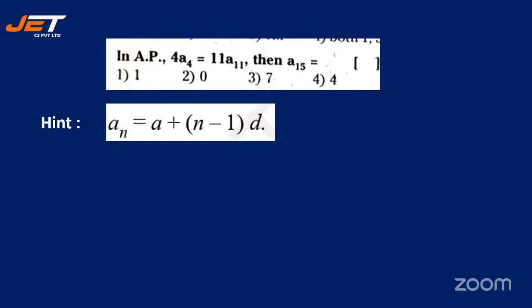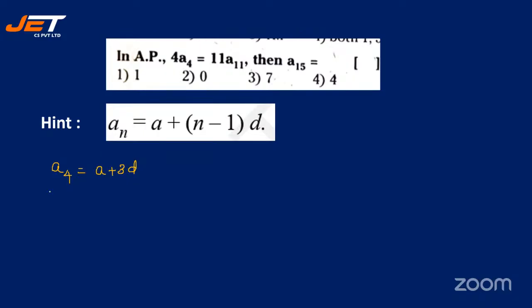So actually this is a pretty simple sum, though it looks a little difficult. What we need to find out is A15. But what have they given? That also you should see. They have given 4 into A4. So let's leave 4. What is A4? An is equal to A plus n minus 1 into D. So 4 minus 1 is 3 into D.